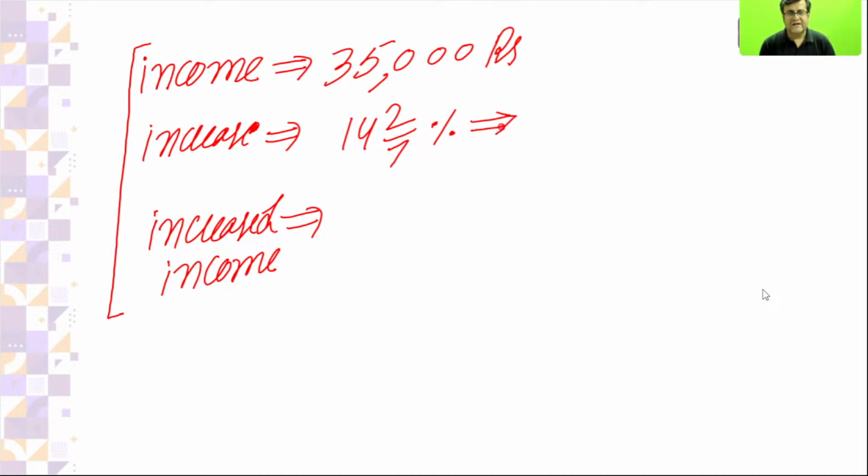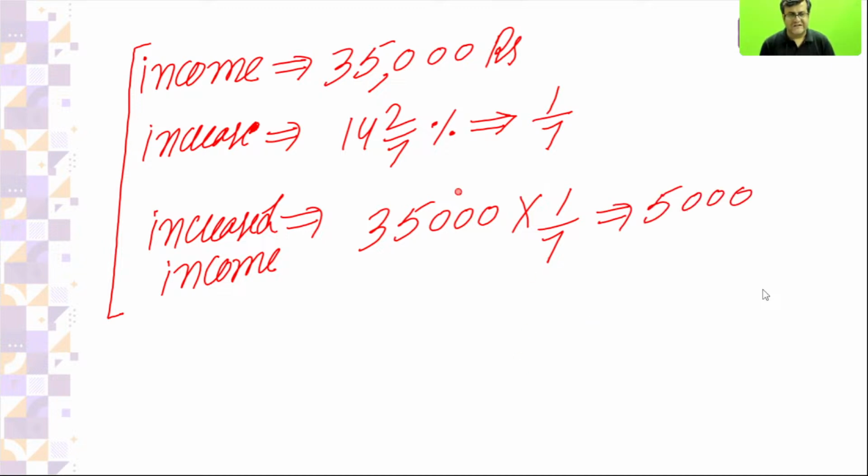14 2/7%, I already explained, is equal to 1/7. So 35,000 rupees is the total income. If 1/7 is increased, then 1/7 of 35,000 means 5,000. The increase is 5,000, so the value will become 40,000. 35 plus 5 is 40,000 rupees.